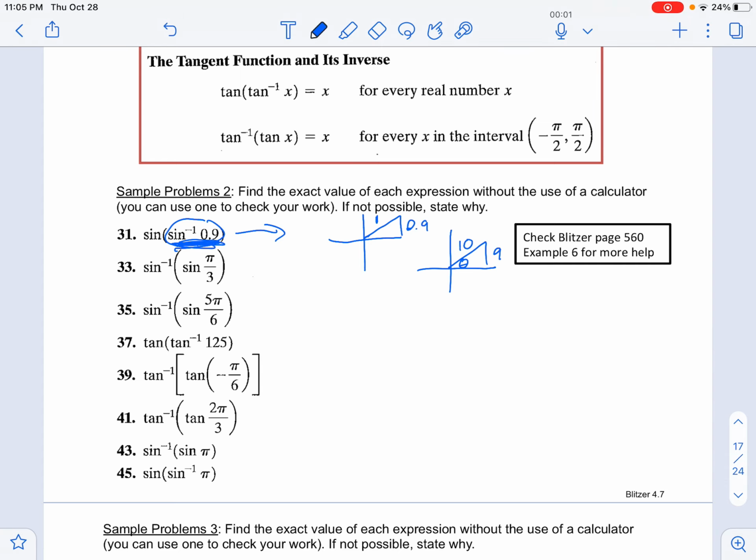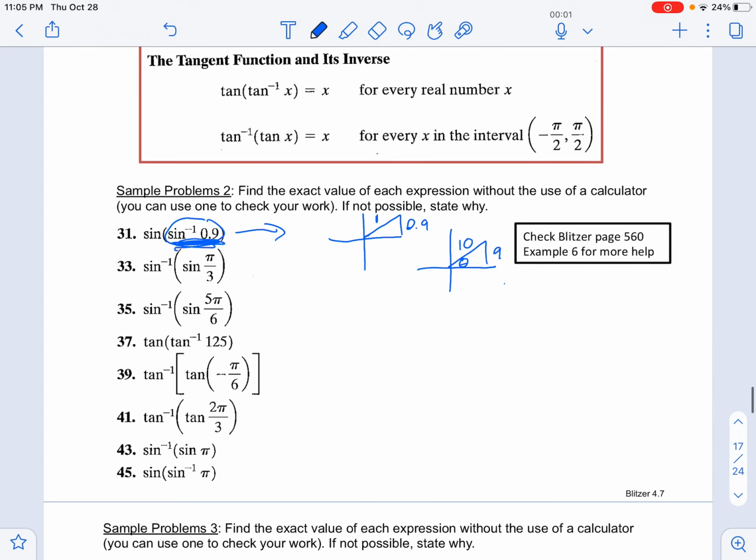So therefore, what we have is that sine of arc sine of 0.9 is basically sine of this angle. Well, sine of this angle, if we look back, is 9 over 10. So the answer is 9 over 10, which is 0.9. Ta-da! All right, I think a lot more of these are more standard.